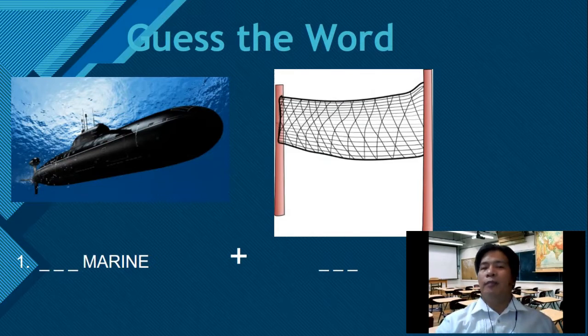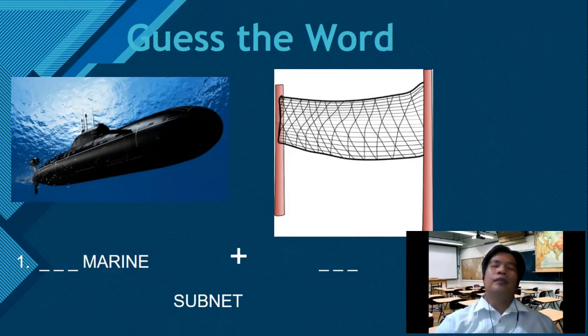If you answered subnet, then you are correct. A subnet or subnetwork is a logical subdivision of an IP network. The practice of dividing a network into two or more networks is called subnetting. So next.